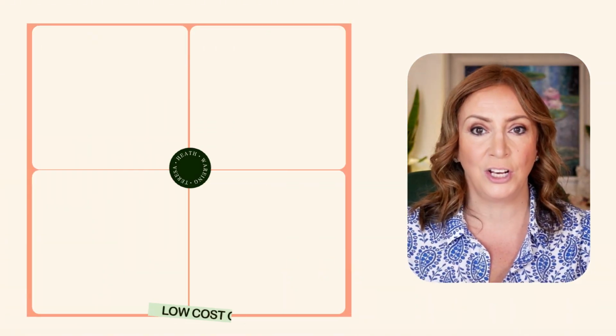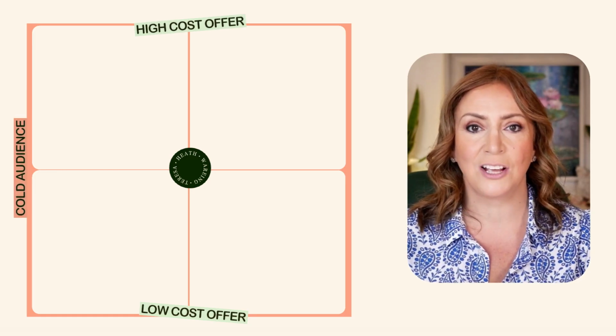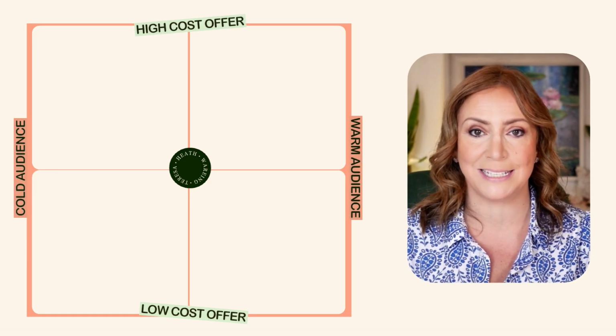The reason we need to know these two things is because it's really going to help us understand how much effort we need to put into launch. In this matrix, on one axis, we are looking at low cost offers to high cost offers. And on the other side, we are looking at cold audiences to warm audiences.